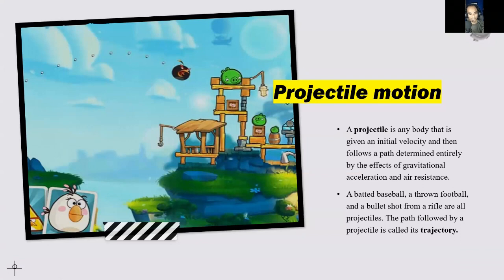So how do you play Angry Bird? You have to pull out the slingshot, and then throw a bird across the screen towards the enemy. The path of the Angry Bird when you slingshot it is the path of the projectile. More examples are a batted baseball, a thrown football, and a bullet shot from a rifle, which are all projectiles. The path followed by the projectile is called a trajectory.